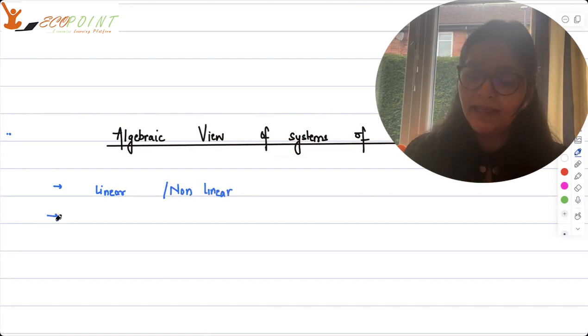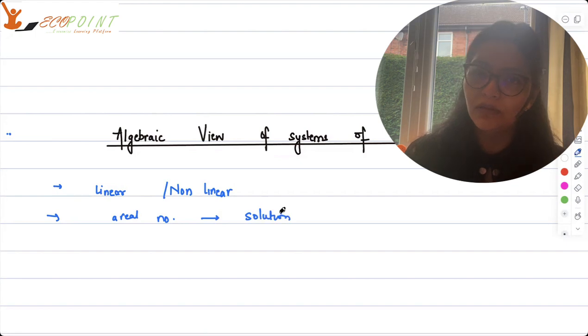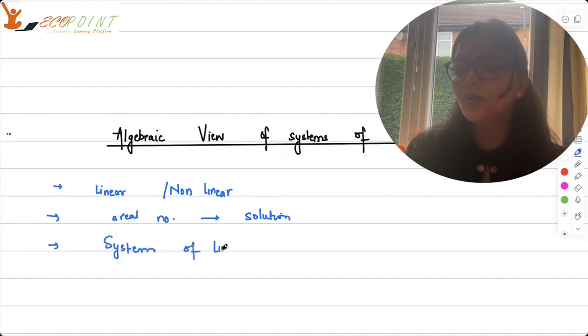Then, second thing, to understand whether a tuple of real numbers is a solution to the given linear equation. And the third thing, very important: what is a system of linear equations? What does it look like? And when is it consistent and inconsistent?